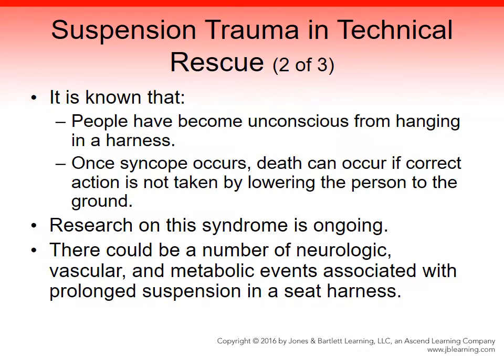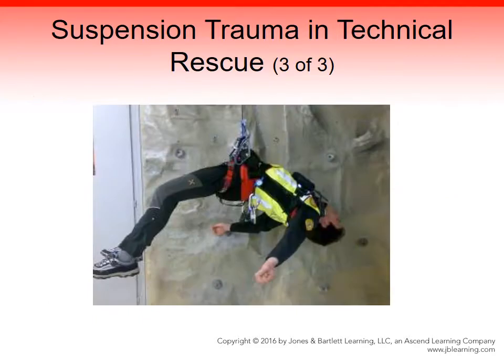It is known that people have become unconscious from hanging in a harness. Once syncope occurs, death can occur if correct action is not taken by lowering the person to the ground. Research on this syndrome is ongoing. There could be a number of neurologic, vascular, and metabolic events associated with prolonged suspension in a seat harness. Interviews with victims of harness syncope have been unrevealing. Pre-syncope symptoms widely vary. Severity of symptoms does not correlate with the time of syncope or the severity of post-syncope events. At this time, the medical protocols for managing suspension trauma are focused on preventing additional stress to the patient.